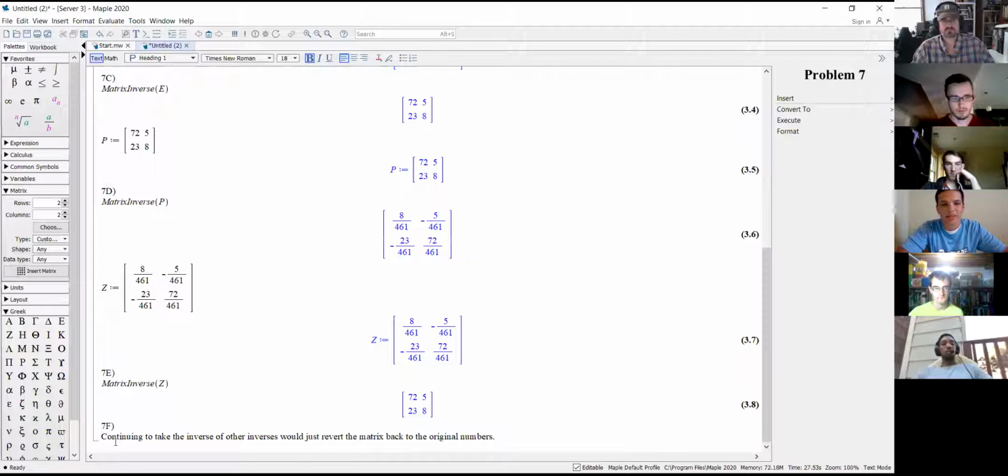And so that's actually what we said down for F, that continuing to take the inverse of other inverses will just revert the matrix back to the original numbers. So thank you. That's terrific. By the way, you could also string this along and make it one big piece of code. You could say matrix inverse of the matrix inverse of the matrix inverse of the matrix inverse of the matrix. You could add as many matrix inverse ofs out front and keep adding an extra parenthesis, and you could do it that way too.